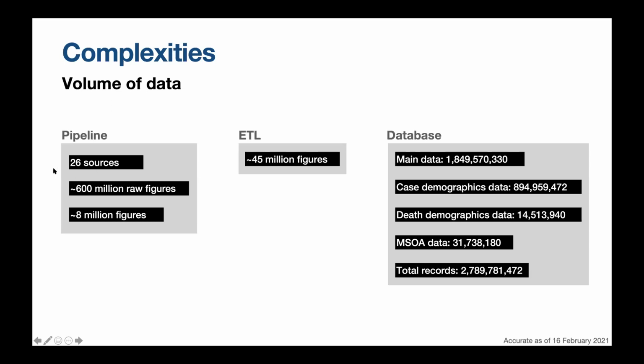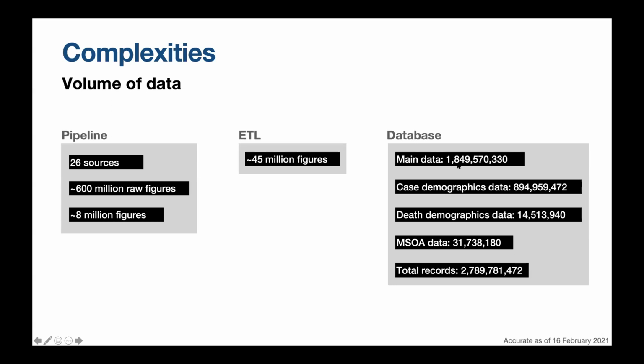These 600 million raw figures are then processed in the pipeline throughout the day to produce approximately 8 million figures that are then passed on to the ETL to do the processing that it does and calculate the derived metrics, and it ends up being close to 45 million figures by the time it is done. And then they all go into the database. So this is the state of our database as of right now, basically, because when I calculated this, we had already released the data for yesterday.